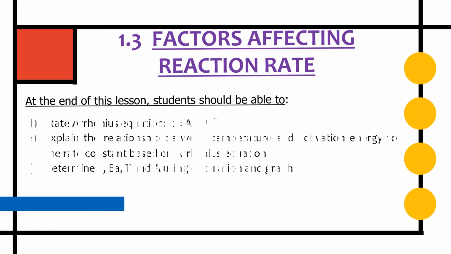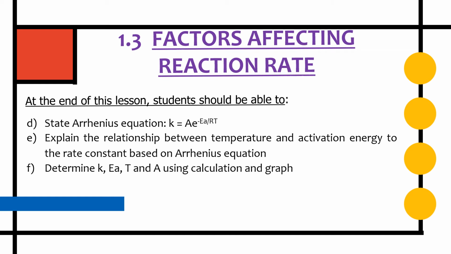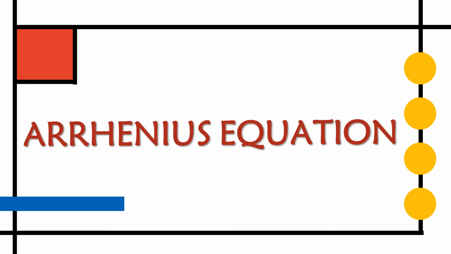In this video, we're going to state the Arrhenius equation, explain the relationship between temperature and activation energy to the rate constant based on the Arrhenius equation, and determine K, Ea, T and A using calculation and graph method. So let's start. What do you need to know for the Arrhenius equation?